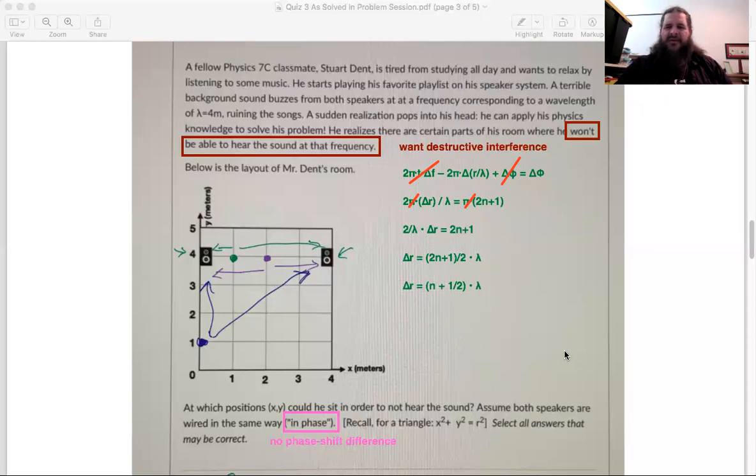Any questions on the algebra there so far? So, and we know the wavelength, right? 4 meters. So if we fill that in, we get n plus 1/2 times 4 meters. Distribute the 4, we get 4 meters times n plus half of 4 meters would be 2 meters. So what we're looking for is locations where the difference in path length is 2 meters plus or minus some multiple of 4 meters.